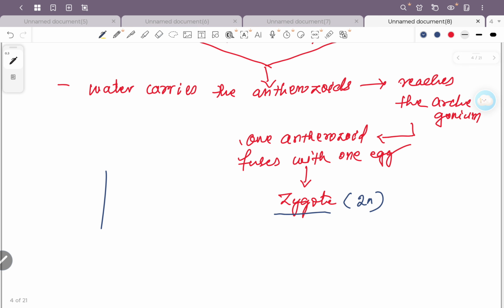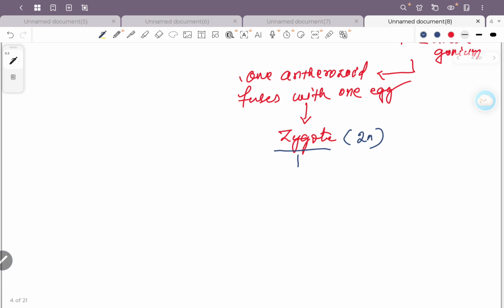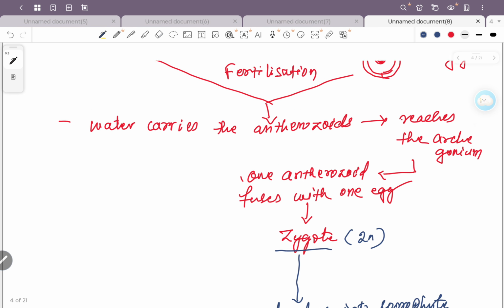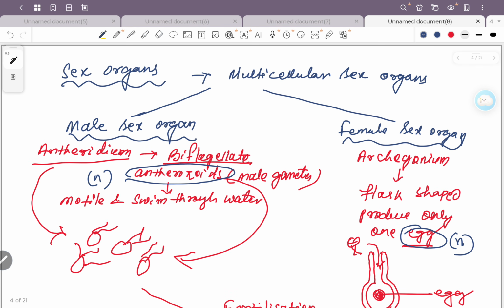Okay, now this zygote develops into sporophyte. Now the role of gametophyte is over. So these sex organs are present. Let me write down. They are developed, not present. They are developed on the gametophyte.